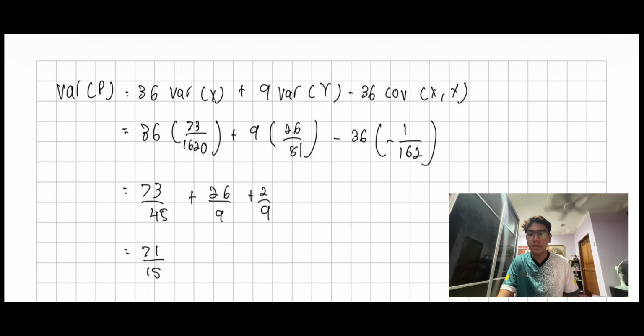To find the variance of P, the variances of X and Y as well as the covariance between X and Y are required. These are calculated using standard definitions of variance and covariance. The variance of a linear combination of random variables is then applied. Var(P) equals 36 Var(X) plus 9 Var(Y) minus 36 Cov(X,Y). Substituting the respective values yields Var(P) equal to 71 over 15.